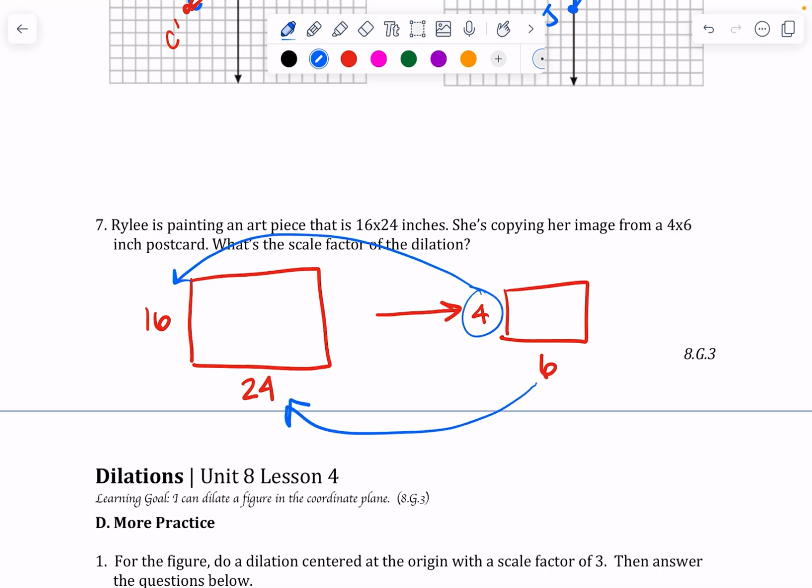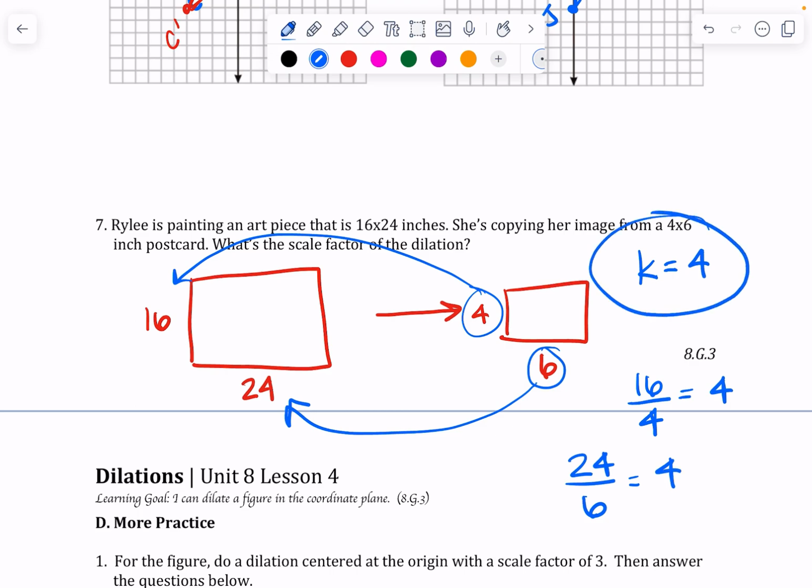So from 4 to 16 or from 6 to 24, what did they multiply by? You can see that your scale factor on this would be 4. If you do new divided by old on both dimensions, 16 divided by 4 and 24 divided by 6, you're going to get 4. So she's multiplying by 4 to get the new picture.